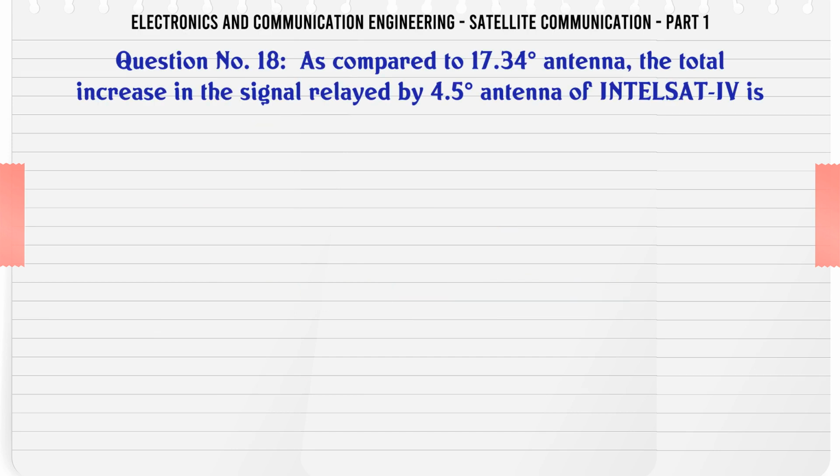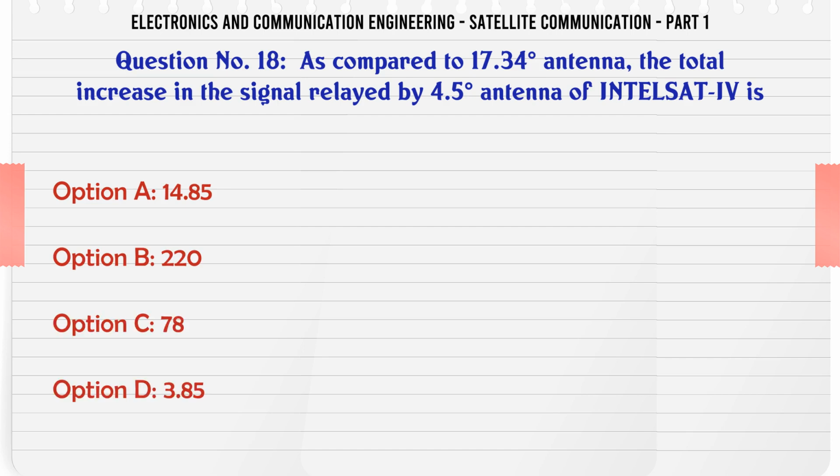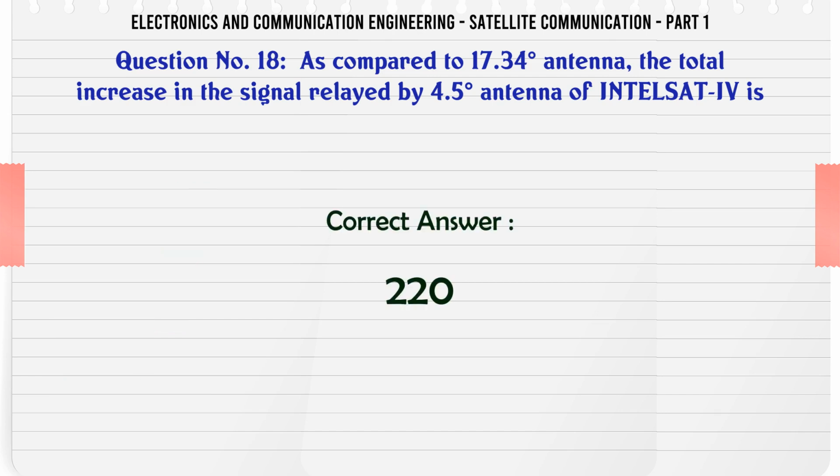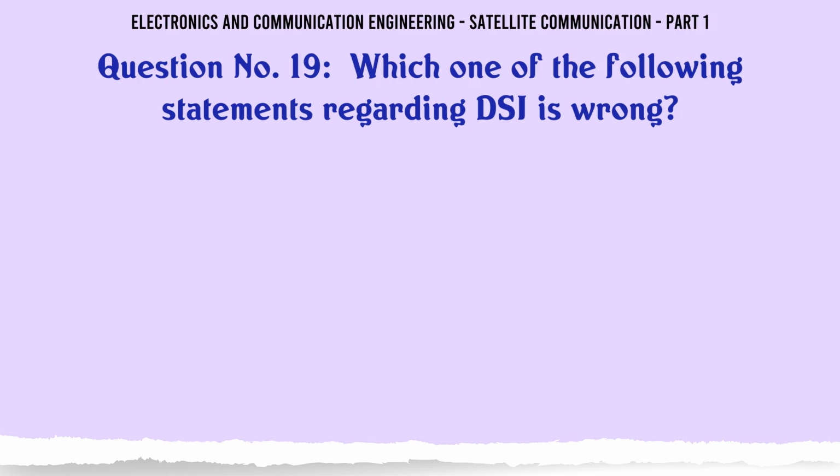As compared to 17.34 antenna, the total increase in the signal relayed by 4.5 antenna of INTELSAT-IV is A. 14.85, B. 220, C. 78, D. 3.85. The correct answer is 220.